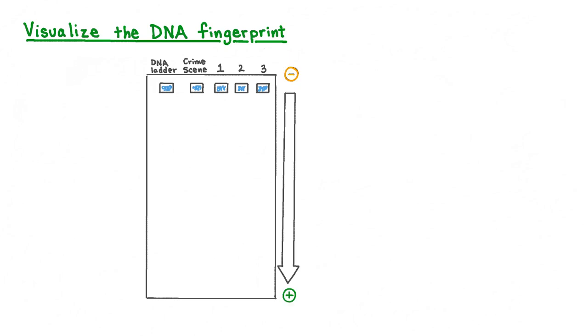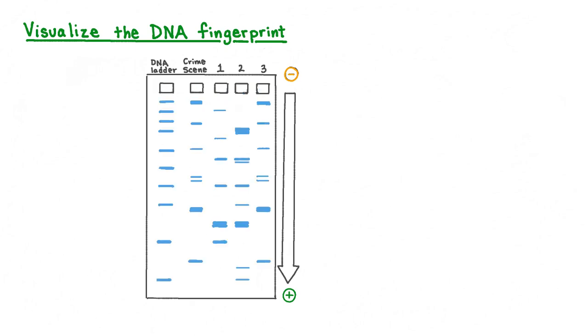Then an electric current is passed through the gel. Because DNA fragments are electrically charged, they will move through the gel toward the positively charged end. However, due to the differences in sizes of the DNA fragments, they will travel at different speeds inside the gel. Smaller fragments will move more easily through the gel fibers and therefore more quickly, while larger fragments will have more difficulty moving between the gel fibers and therefore will move more slowly through the gel.